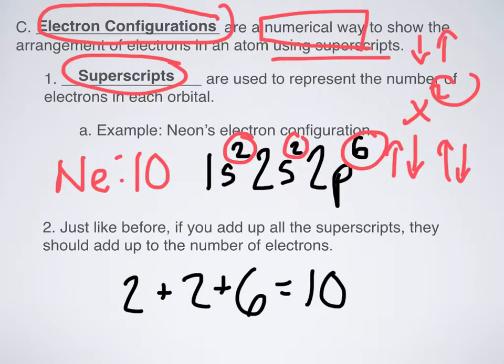So just instead of using boxes, I'm now using superscripts. It's not entirely different than orbital diagrams, but it is sort of a shorthand way of figuring out a way of representing how many electrons there are in an atom.